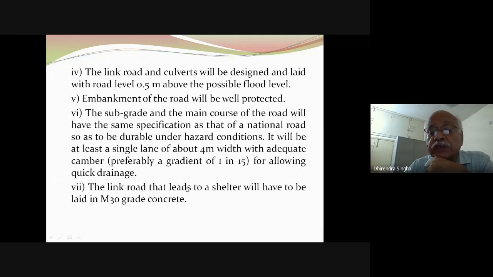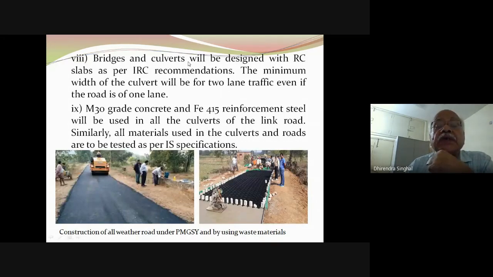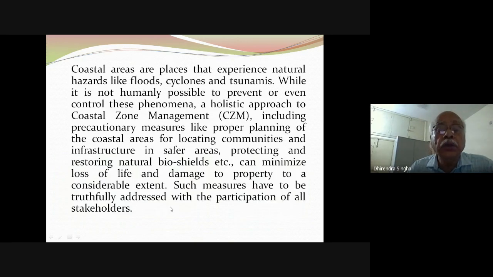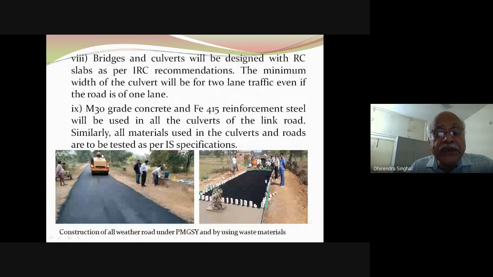The link road that leads to a shelter will have to be laid in M30 grade concrete. Bridges and culverts will be designed with RC slab as per IRC recommendations. The minimum width of the culvert will be for 2 lanes because we may expand in the future. M30 grade concrete and Fe415 reinforcement steel is the minimum to be used. And when you see this road, I think you will not find that M30 grade concrete because it is made with waste materials. Nowadays we are trying to use waste material, so first a complete proper experiment was done, and after that we are constructing this.